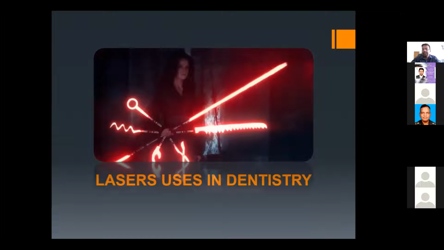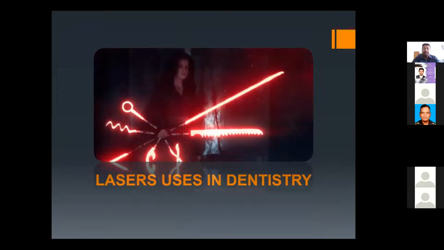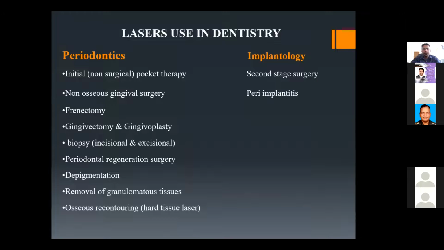Now let's see the laser uses in dentistry. In periodontics, it can be used for initial pocket therapy, non-osseous gingival surgery, frenectomy, gingivectomy, gingivoplasty, biopsy, periodontal regeneration surgeries, depigmentation, and removal of granulomatous tissue. Now, osseous recontouring can be done with the help of laser, but for that you need to have a hard tissue laser. In implantology, it can be used for second stage surgery, peri-implantitis.